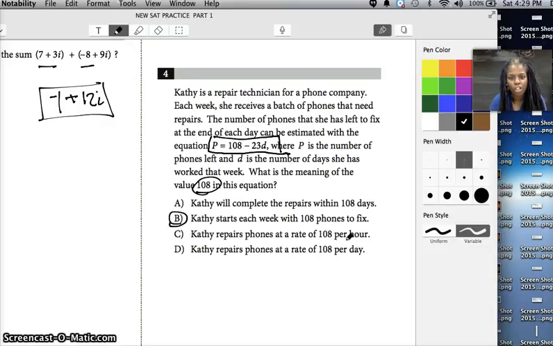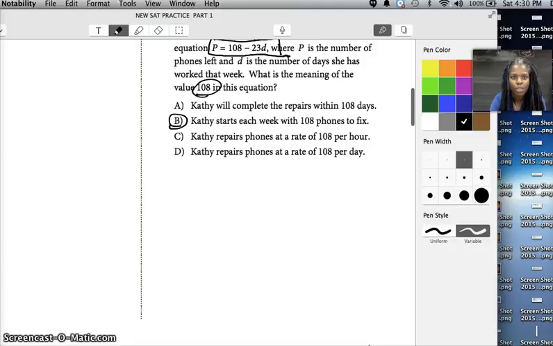Kathy repairs phones at a rate of 108 per hour. No, it looks like she's only doing 23 per day, right? And finally, Kathy repairs phones at a rate of 108 per day. Well, if she did 108 per day, after one day we'd get zero. Like she'd have a negative number of phones to actually work on. So it looks like B is the only one. And again, that took kind of careful reading and making sure you knew what was being asked.